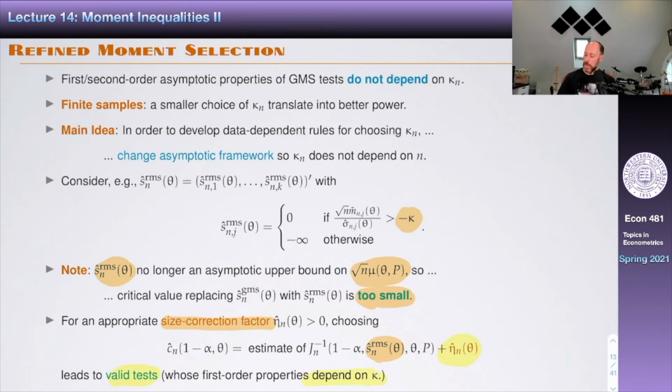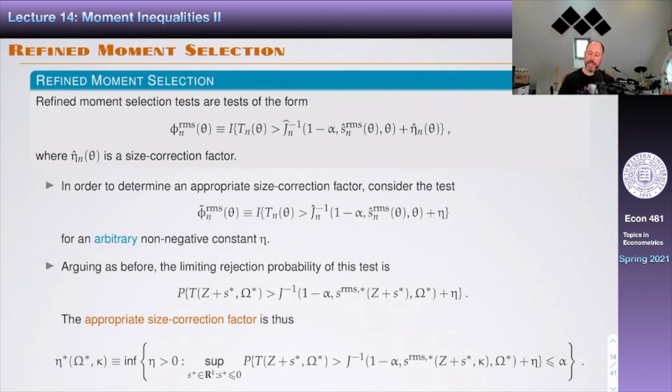So let me just think about how to choose Kappa now, and then we'll think about how to choose the size correction. Well, the test is just this. Just use the quantile of this function over here, which is the same as the GMS critical value with a fixed Kappa, and then you add a size correction factor. And this is the key piece, okay?